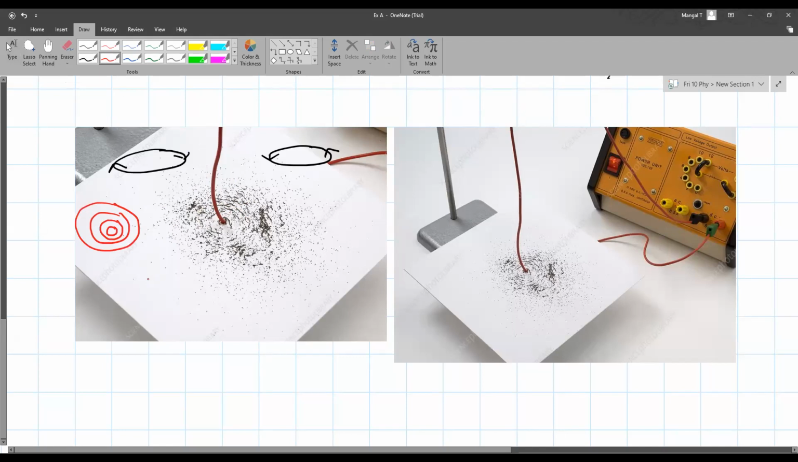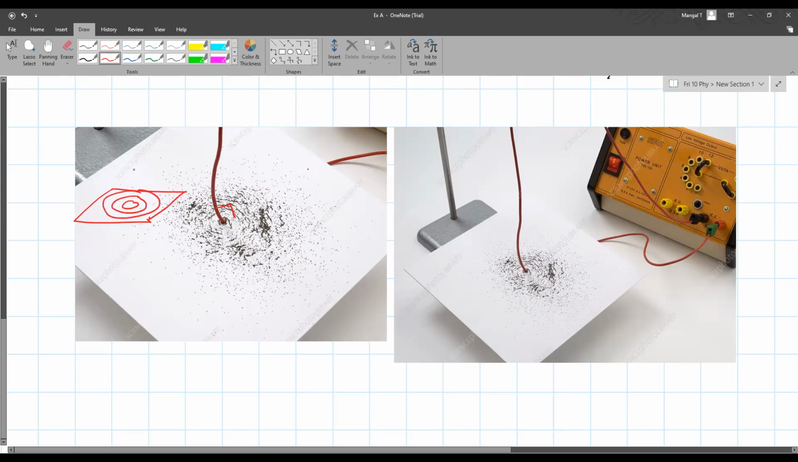The common mistake that students make while drawing is they draw something like this. So this is wrong. This is a spiral, whereas these are concentric circles. There is a difference between the two. Concentric circles are to be drawn, and the plane on which the circles are drawn is perpendicular to the wire carrying the current.